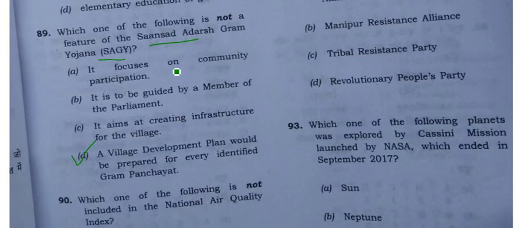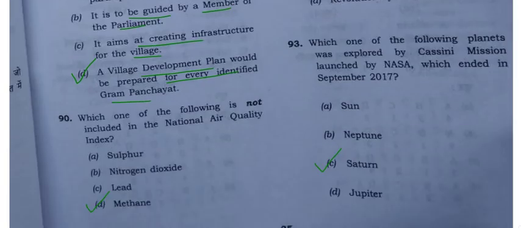So it focuses on community participation. That's true. It is to be guided by member of parliament. Yeah, they have to pick 1 gram. It aims at creating infrastructure for the village. That's true. A village development plan would be prepared for every identified gram panchayat. No, that's not true. Okay, so D option is right.